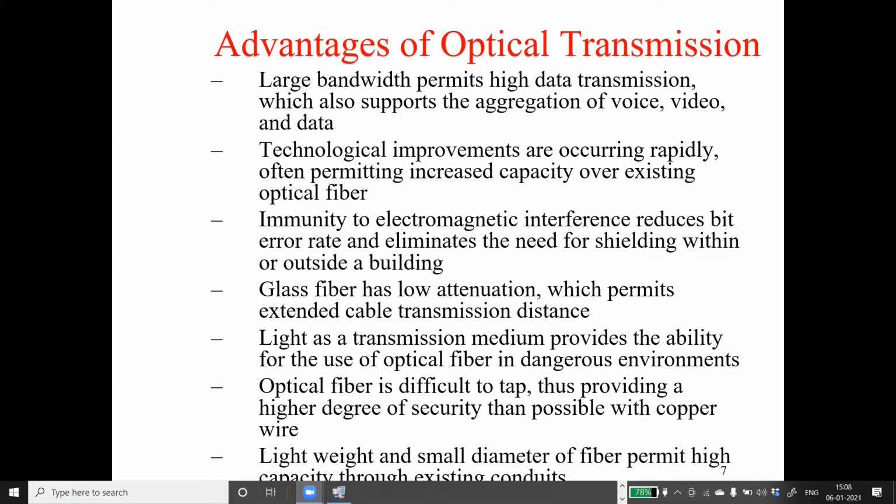We are using glass fiber, which is abundant, and it has low attenuation as compared to copper cable. Then, this I have already covered, the electrically dangerous environment.